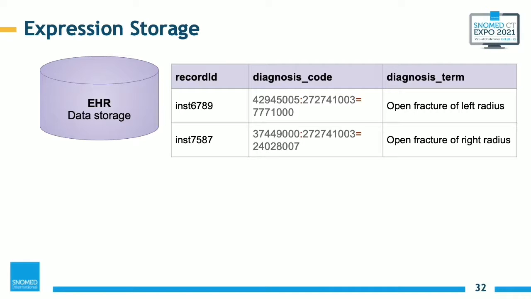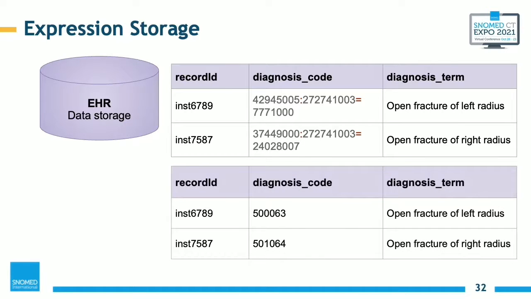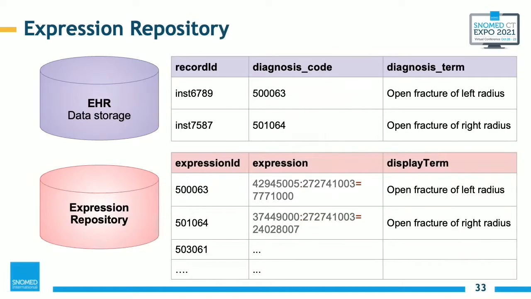Some clinical systems, however, may have limits on the length or data type of the codes that may be recorded in their health records. So in these cases, a unique local identifier can be assigned to each expression so that this shorter expression ID can be stored in the health record in place of the full expression. When local expression identifiers are used, these are then linked to the corresponding full expression and the display term within an expression repository, as you can see in this example.